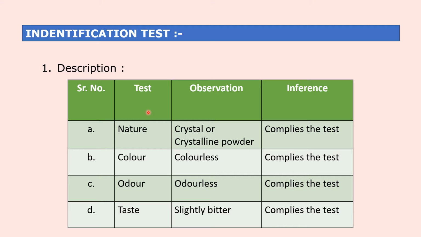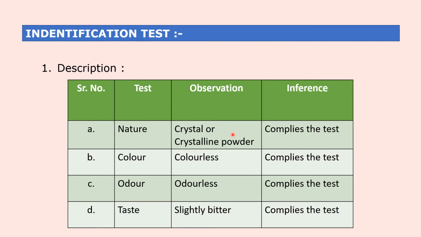In description, if the given unknown sample is crystal or crystalline powder, then it will comply the test because it is given as per IP. Color, if it is colorless, then complies the test. Odor, if it is odorless, it complies the test. If it is slightly bitter in taste, then it is going to comply the test. All these four things have been given as per IP in the description related with paracetamol.